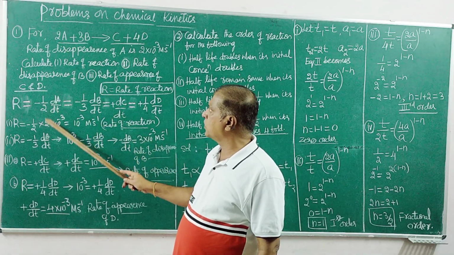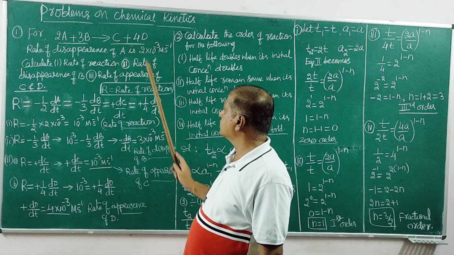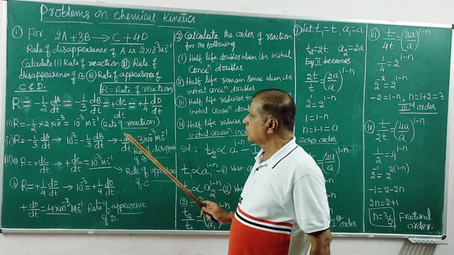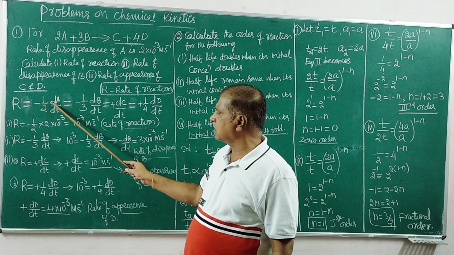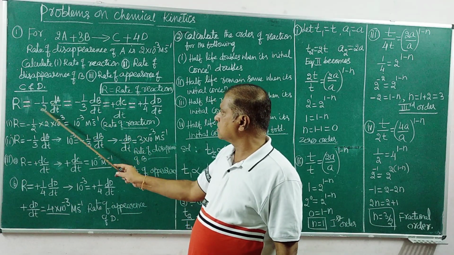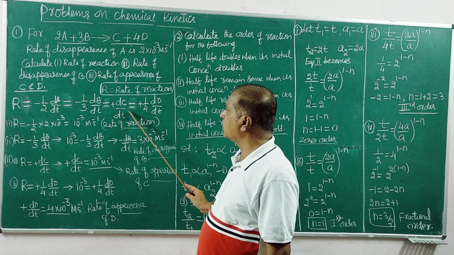This 2 becomes 1 by 2, 3 becomes 1 by 3, 1 becomes 1 by 1, 4 becomes 1 by 4. So these expressions are equal. This equals this or equals this. All are equal to each other. The problem is set on this equation.